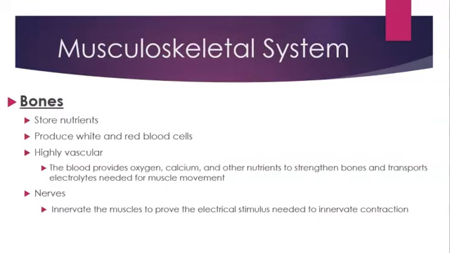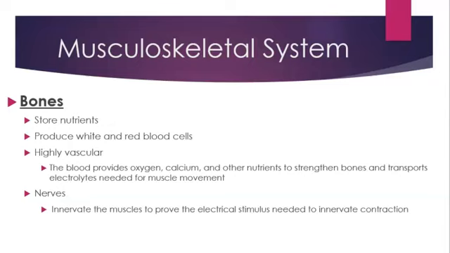Remember, bones store nutrients. They help to produce white blood cells and red blood cells. Remember we talked about bone marrow and what bone marrow does, helps to produce those white blood cells, red blood cells, and platelets. Bones are highly vascular. That means they're going to bleed if they get broken, for example, in a fracture. The blood provides oxygen, calcium, and other nutrients to strengthen the bones and transports electrolytes needed for muscle movement. Nerves innervate the muscles to provide the electrical stimulus needed to initiate contractions.